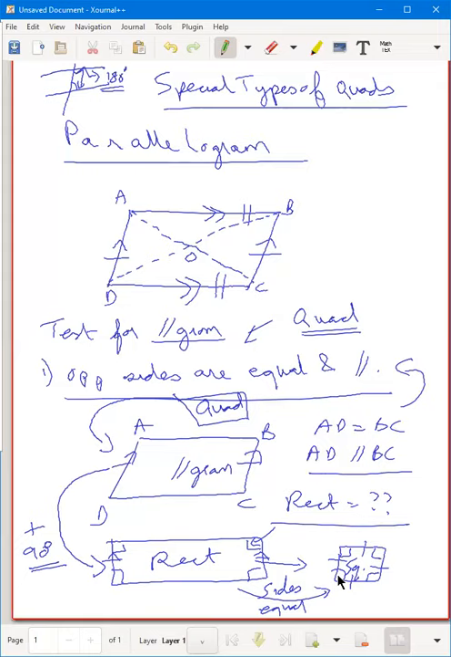Yes, Rishima? Sir, if a parallelogram has diagonals which form 90 degrees, then will it also be considered a rectangle or a square? No, it can even be a rhombus. So it will all vary on the conditions that are there. Once we get into each figure, I will give you the proofs for each of them.